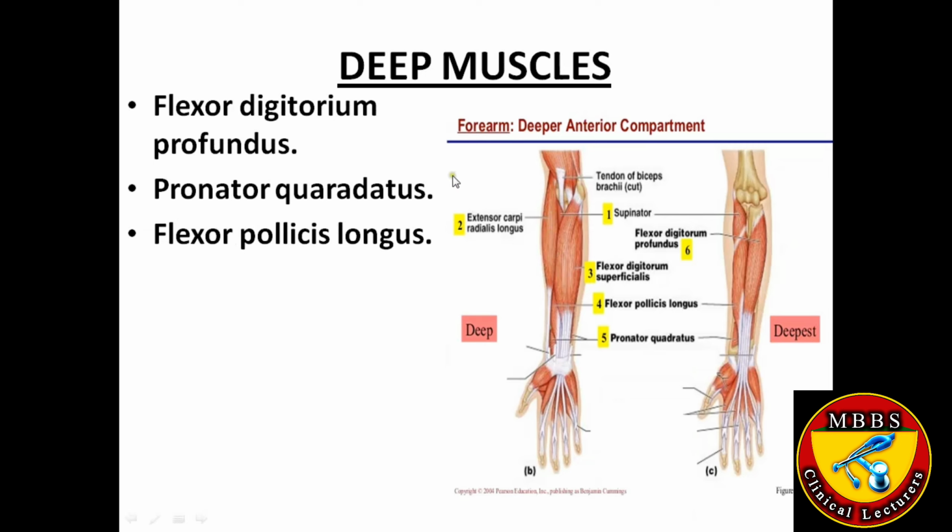Then the muscles present in the deep group are 3 in number. These are the flexor digitorum profundus, pronator quadratus, and flexor pollicis longus. If we remove the flexor digitorum superficialis, we could easily visualize these 3 muscles: the flexor digitorum profundus, flexor pollicis longus, and in the lower end the pronator quadratus.